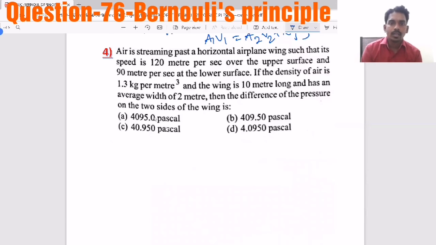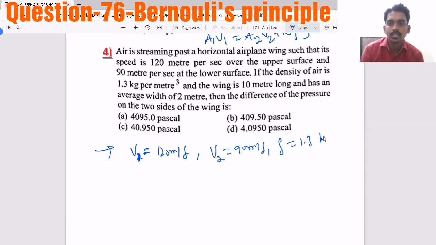Air is streaming past a horizontal airplane wing such that its speed is 120 meter per second over the upper surface. So upper surface we have taken as V2. Any one thing you take, V1 or V2. Suppose V1 you have taken, that is 120 meter per second, and 90 meter per second lower. V2 is 90 meter per second.